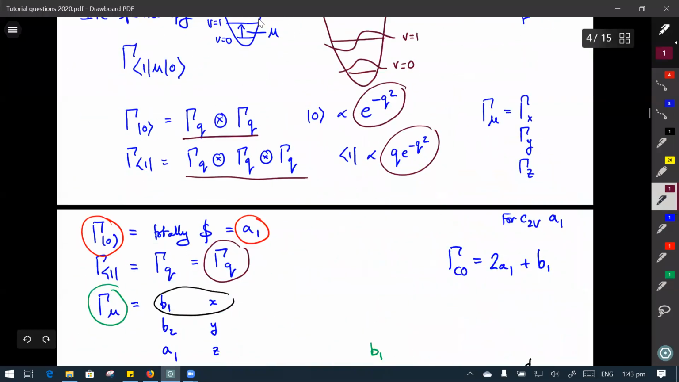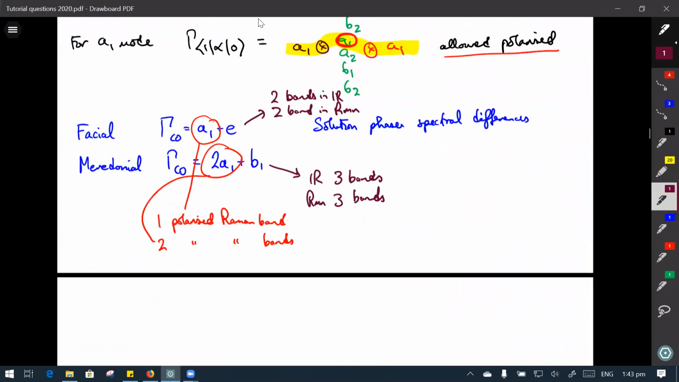Just realized I misspelled meridional. Sorry, I have to correct that.